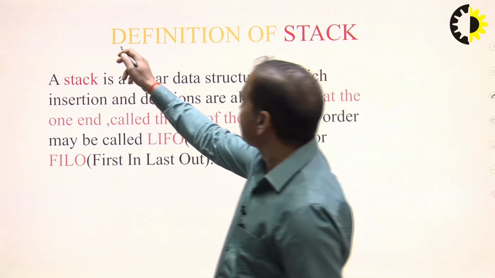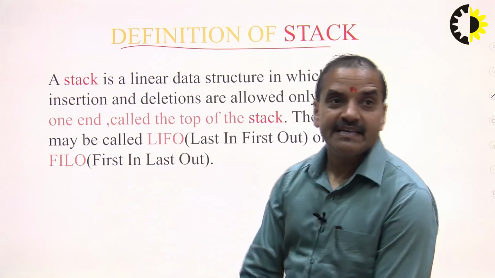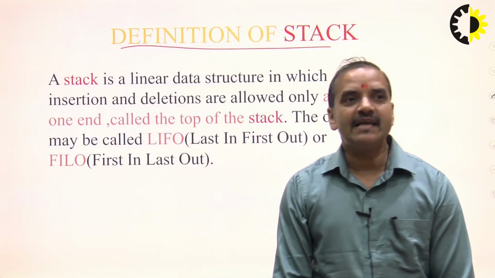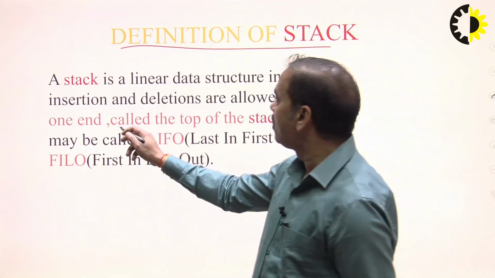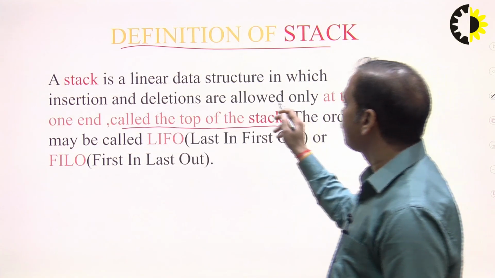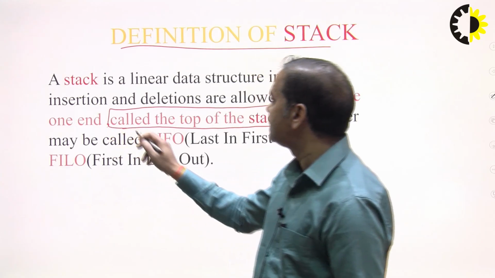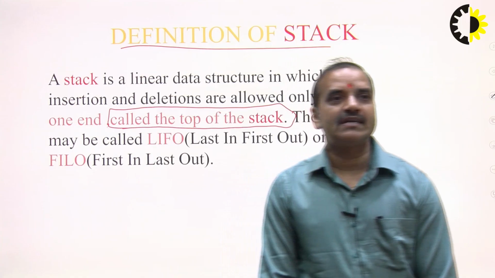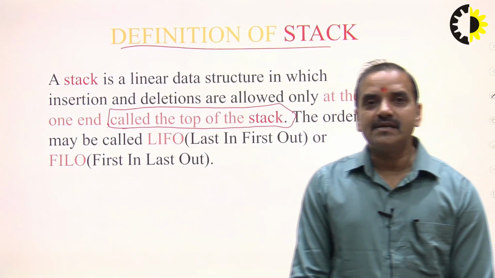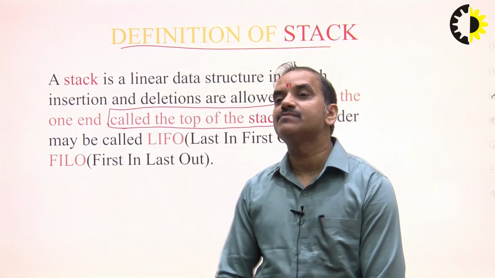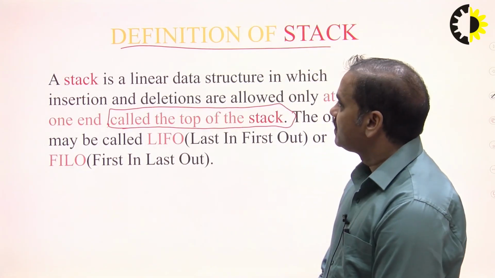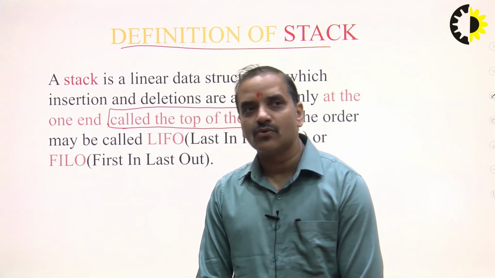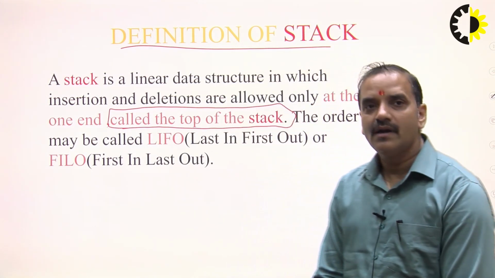The definition of stack is a linear data structure in which insertion and deletion are allowed only at one end, called the top of the stack. This is the main point followed by the stack. First of all, we want to discuss what is meant by linear and what is meant by non-linear. Linear means the data is stored in a contiguous memory location and there is only one previous node and one next node, then the data structure is called linear.